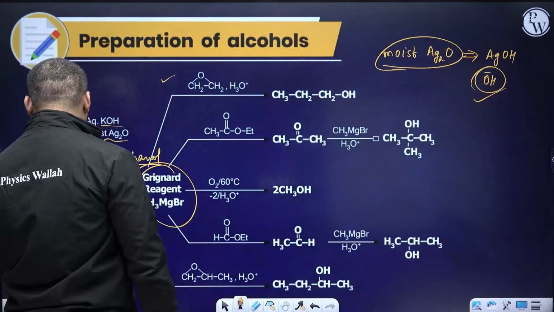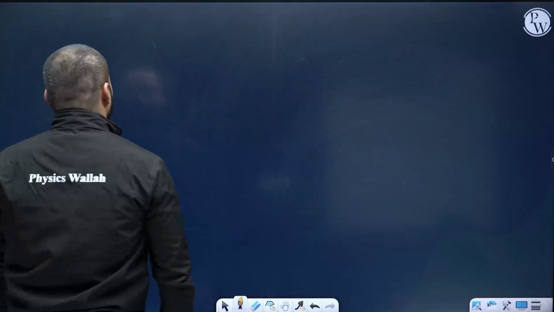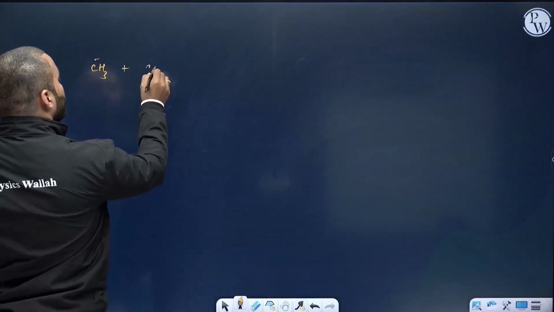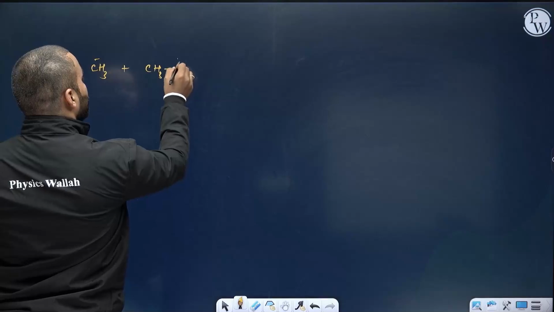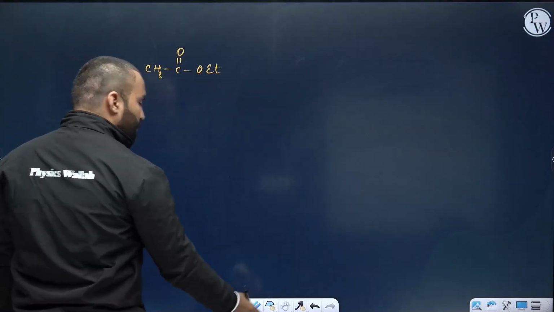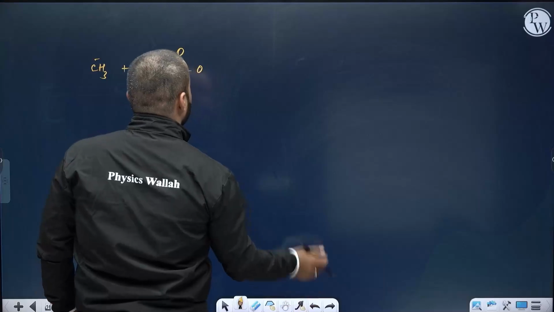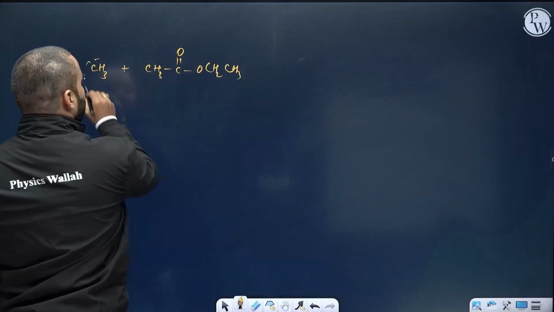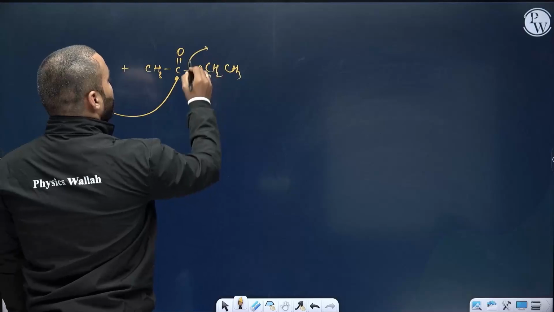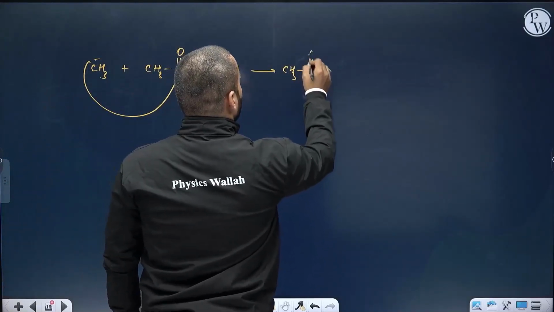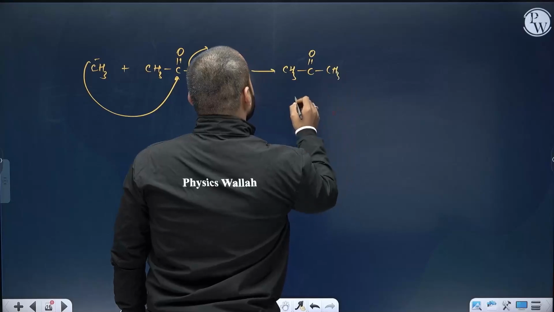So what do we do with an ester? Okay, now we have a CH3 minus attacking on CH3 C double bond O OEt. What is Et? Ethyl. So I'll write it out. Ethyl, CH3, CH2, CH3. CH3 minus comes and attacks on the center. This group leaves and you will obtain CH3, a ketone. CH3, C double bond O and CH3. This is acetone.